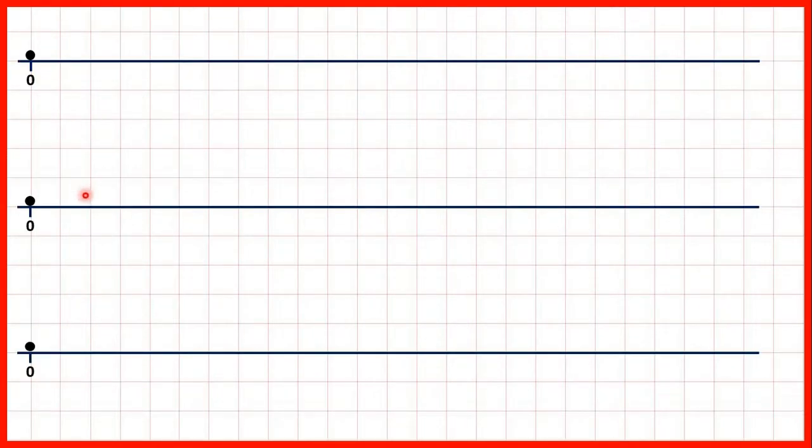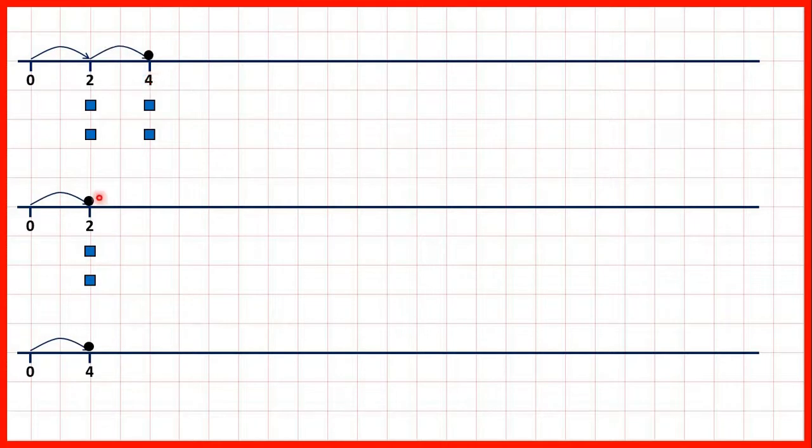Now, what we can show here on these first 2 number lines is our 2 times table, and then on this bottom number line, our 4 times table. So 1 times 2 is 2, and if we show that twice, we have the same as 1 times 4, because we have 4 counters altogether. 2 times 2 is 4, but if we show that twice, we have 2 times 4.